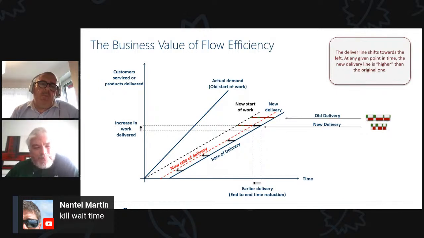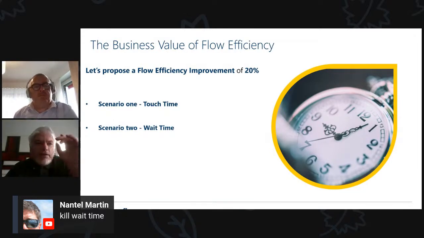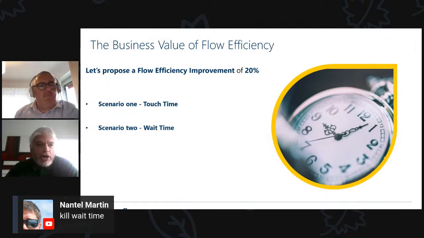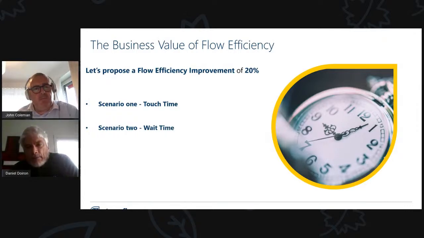What is the point of all this? Well, let's see what happens. I give you two scenarios to improve flow efficiency by 20%. John, you're going to go on scenario 1, touch time. You're going to reduce touch time by 20%. And Bob has got to go on scenario 2 and improve wait time. Cut wait time by 20%.